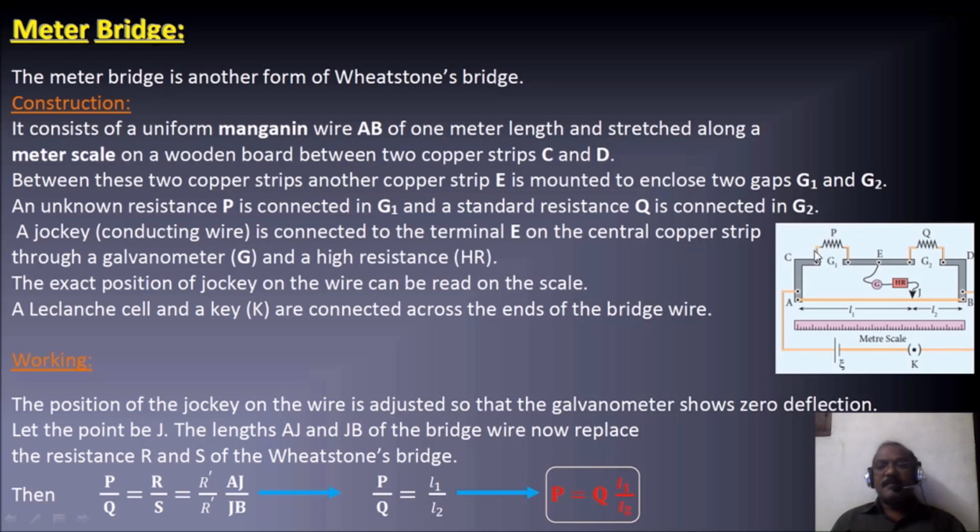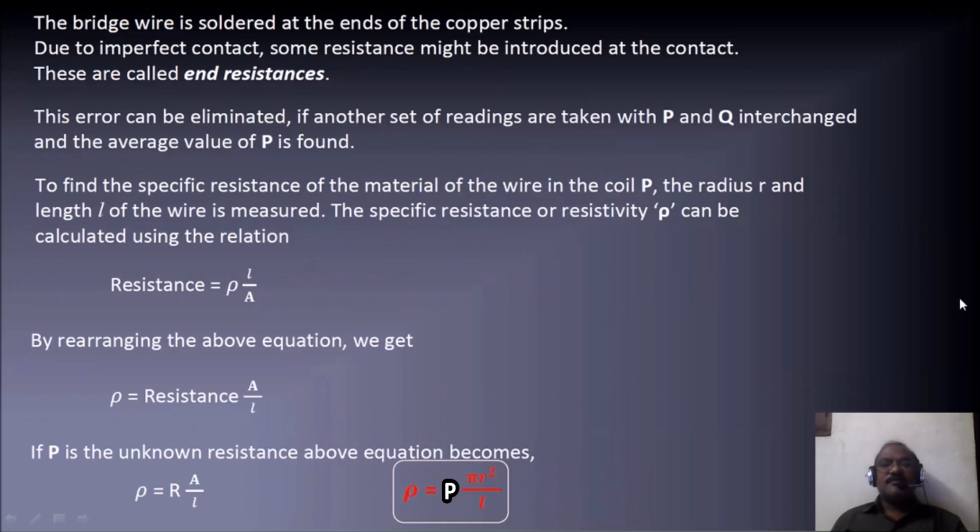But in this experiment, the points A and B are usually soldered. This soldered material can sometimes introduce a small amount of resistance in the circuit, called end resistance. To eliminate this error, we can interchange P and Q. In the first experiment we have P, and in the second we change it to Q and Q can be put as P. Again perform the experiment and take the average of both experimental values, which may give an almost error-free measurement.